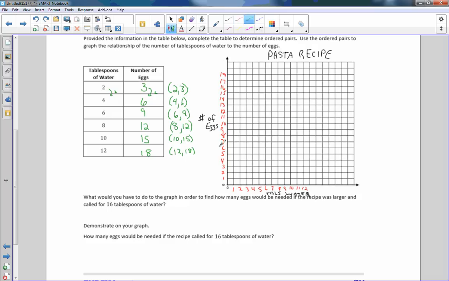And now I'm going to plot the points. (2, 3) means to go over to 2, up to 3, and put a dot. Then we go from 2 to 4, and then up to 6. And then 6 on up to 9. And then 8 up to 12. 10 up to 15. And then finally (12, 18) is all the way up here. I'm then going to go get my ruler.